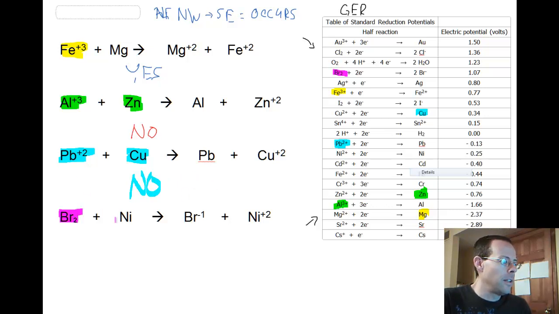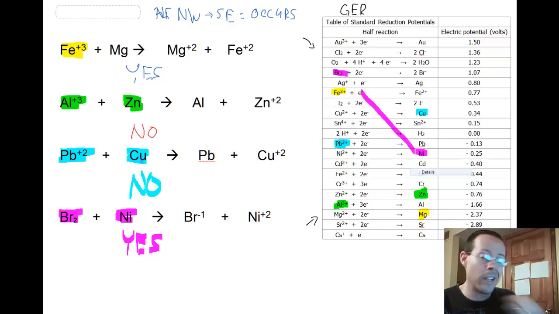right there, and nickel right here, and notice I have a line like that. So yes, we could react these two things to form a battery. So with our middle two examples, we could not make a battery out of lead ion and copper metal, but we could make it out of bromine gas and nickel metal.